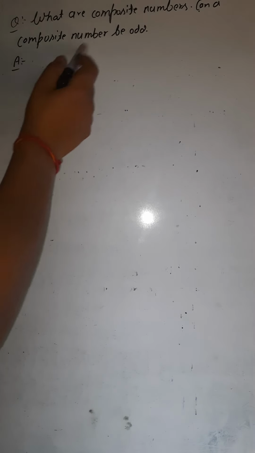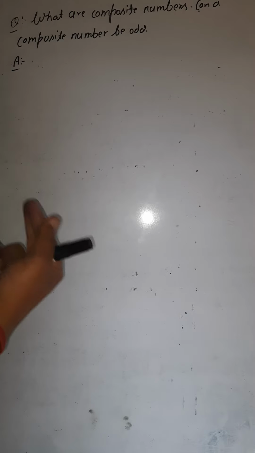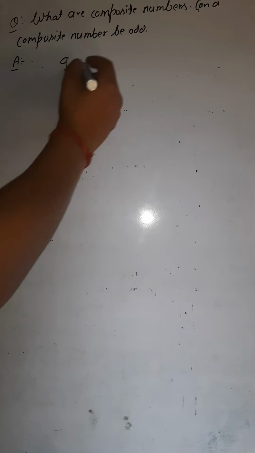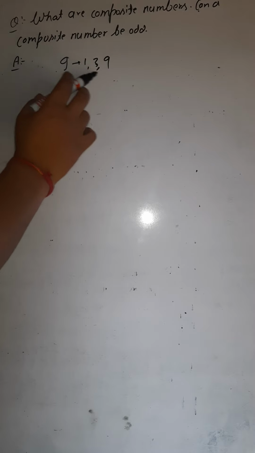Now next is, can a composite number be odd also? Yes, just as I have told you, numbers with more than two factors, so there can be odd numbers also. Like we have 9. 9 is an odd number, but the factors of 9 are 1, 3, and 9 itself. So 9 has more than two factors, so 9 is a composite number as well as an odd number. So yes, a composite number can be an odd number also, as well as an even number.